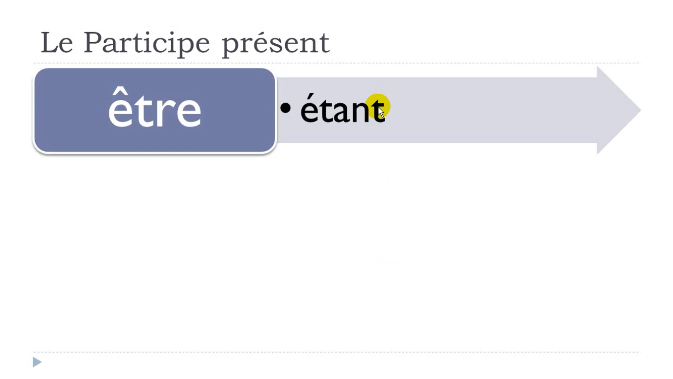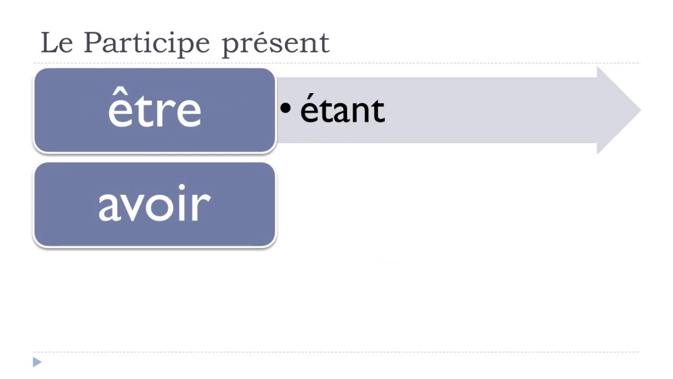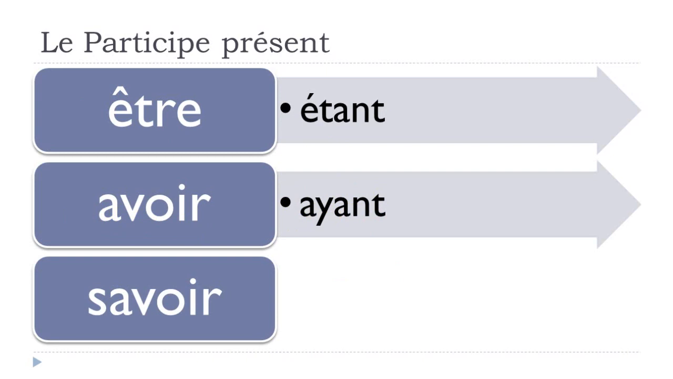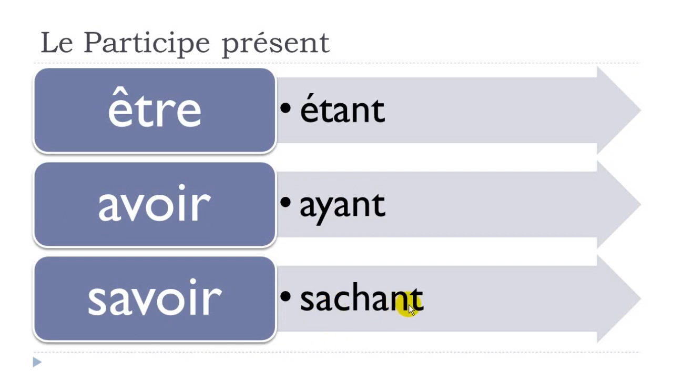So étant will be the participe présent form of être. Être is to be. And then avoir, of course, to have, and you will get ayant. Okay, ayant will be the participe présent form of avoir. And the last one will be savoir. Savoir is to know. And we will get sachant. Okay, sachant. So étant for être, ayant for avoir, and then sachant for savoir.